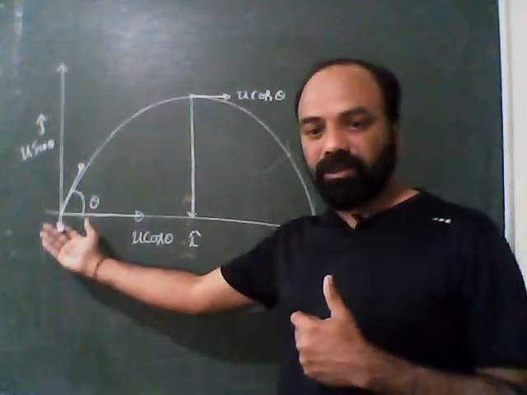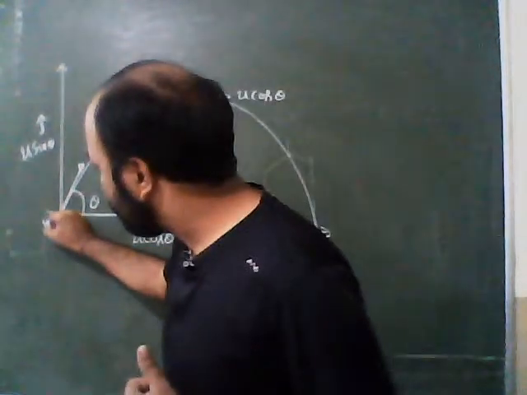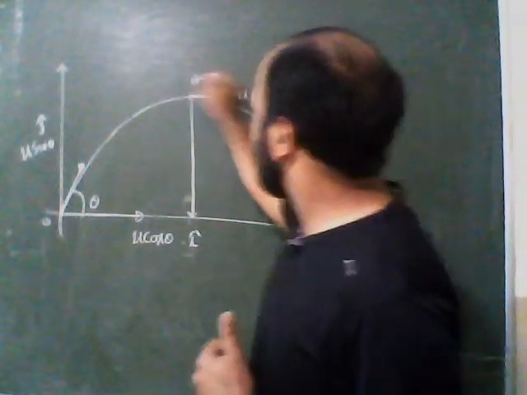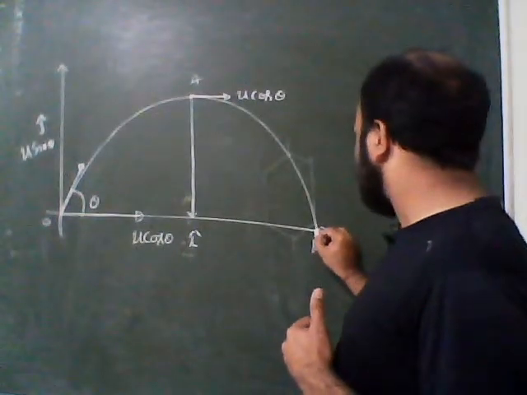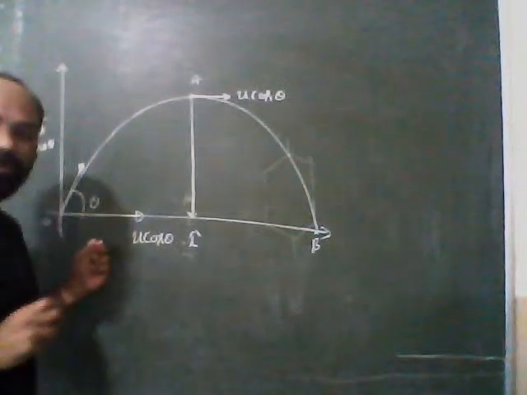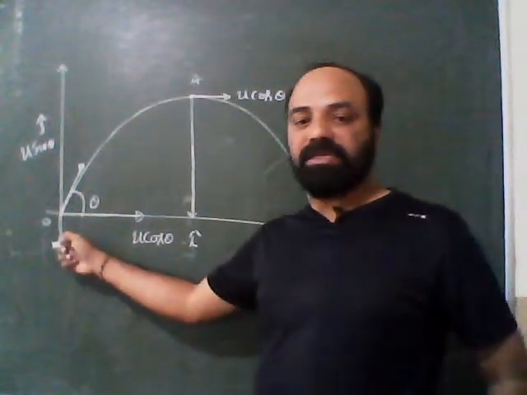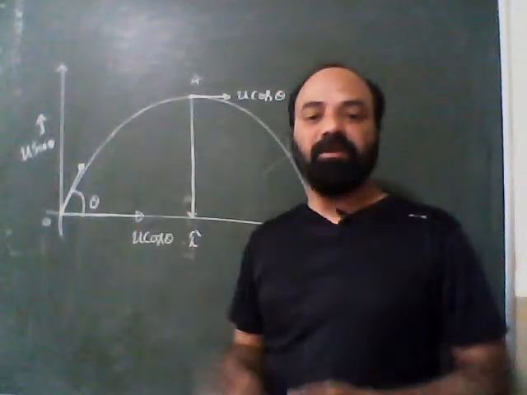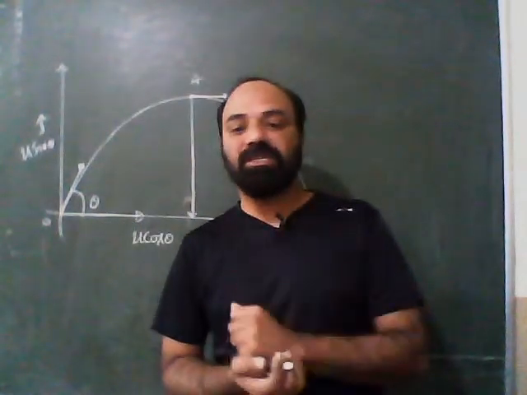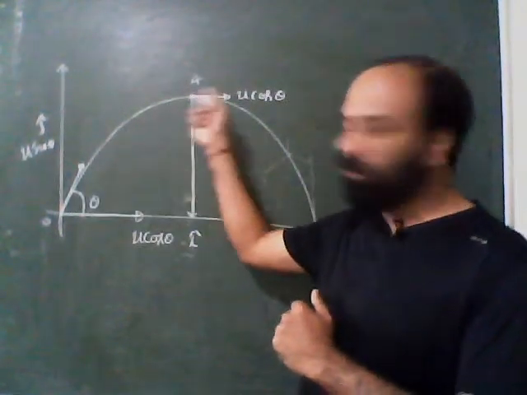At the point of projection, let us take this as the origin O, this is point A, and this point is called the point of striking. How does it change? At the point of projection it has only kinetic energy. Why? Because it is starting from the ground, so potential energy is almost equal to zero. The potential energy is zero while the body is moving in the upward direction.